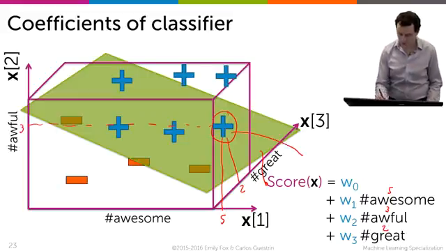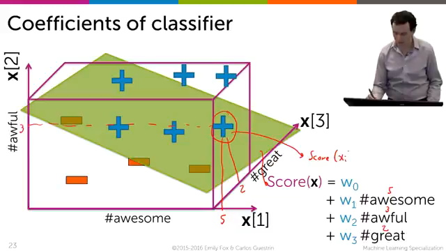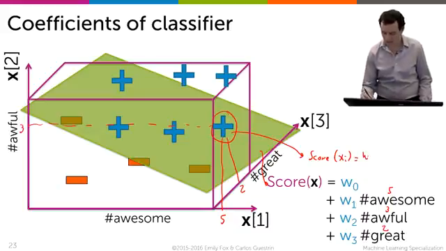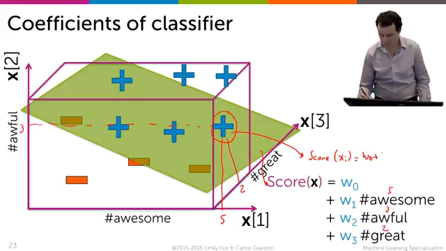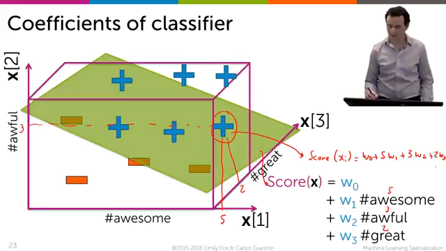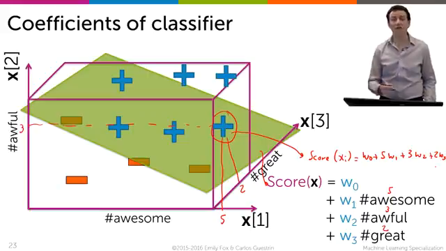So for this data point over here, the score of xi is going to be defined by W0 plus 5 W1 plus 3 W2 plus 2 W3. Depending on the coefficients, that score might be positive or negative. Since this is a positive training example, we'd want to choose the W's that make that score positive.